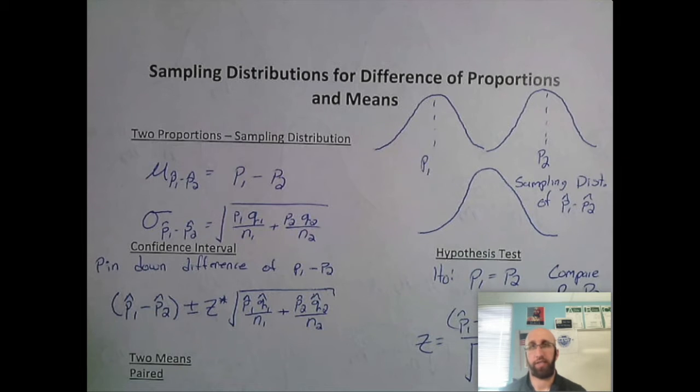In this video, I want to talk about the sampling distributions for the difference of proportions and the difference of means. I just want to preview what is even happening in this unit. As you're doing these confidence intervals and hypothesis tests, what is really happening in the background and what is really going on?